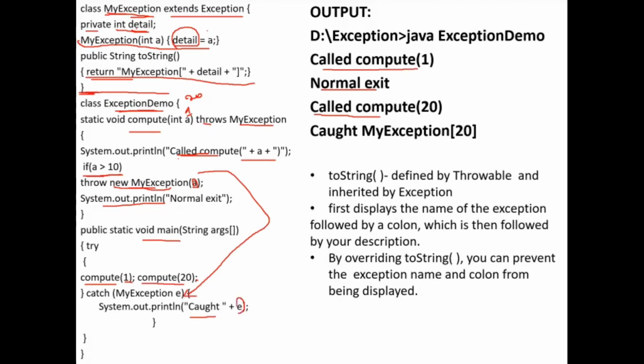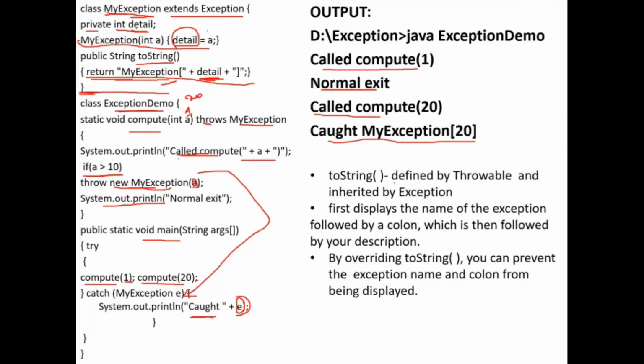So here E will call the toString method, but the toString method is overridden here itself. So now this will call this toString method. In this toString method, what I'm returning is my exception, then square brackets, and then detail. The detail value is what? 20. So first it will print caught. When I'm printing this E, it will call this toString method, in which we are returning my exception within square brackets with the value 20. So caught my exception 20 will be printed.